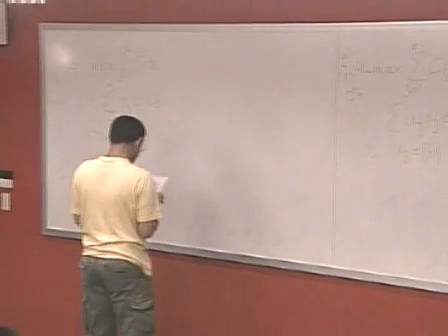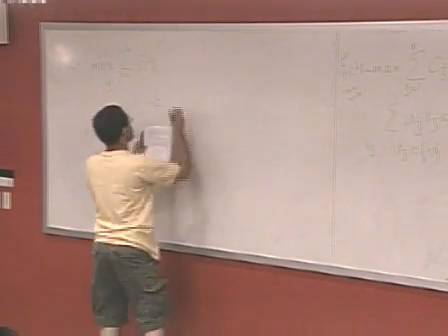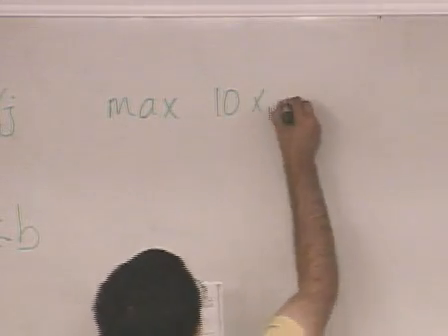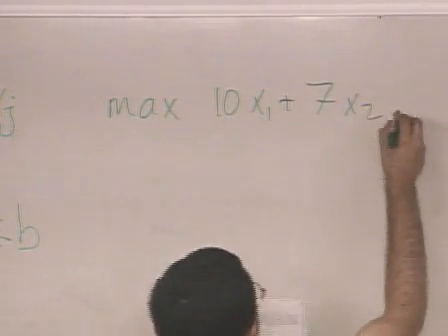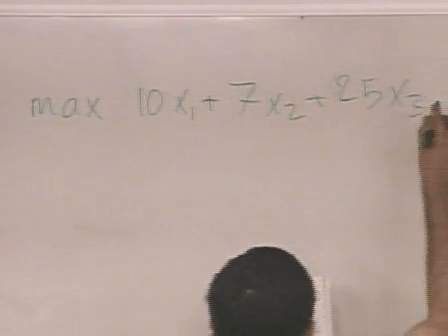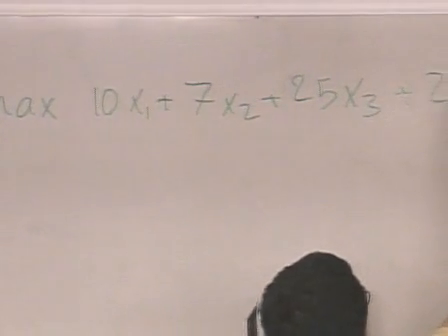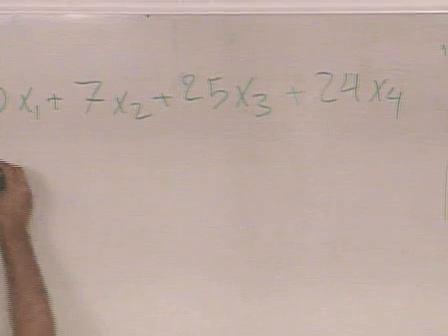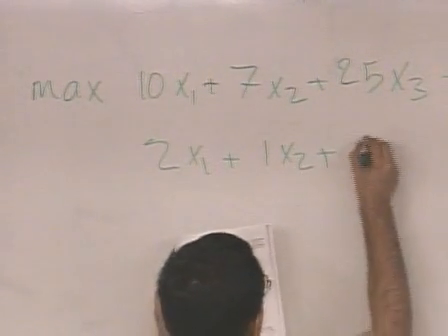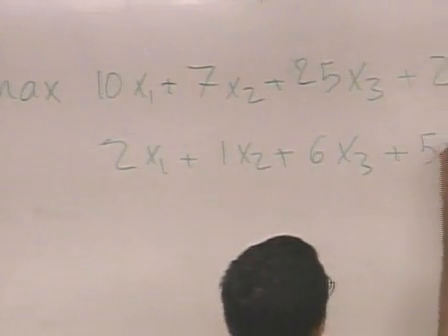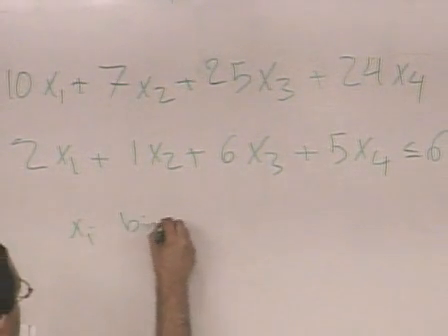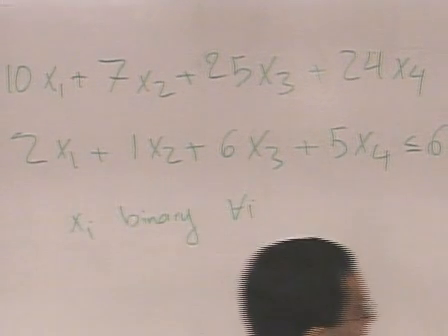Now, the problem that we are going to solve is this. Maximize 10x1 plus 7x2 plus 25x3 plus 24x4. And our constraint is 2x1 plus 1x2 plus 6x3 plus 5x4 less than or equal to 7. And the xi's are binary for all. Okay. This is our problem.